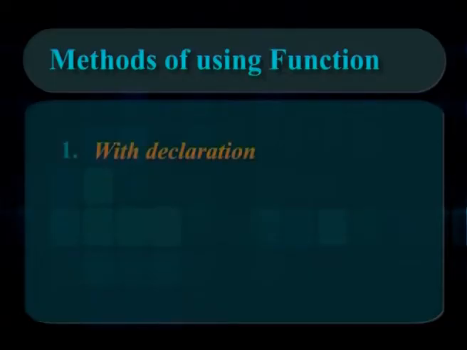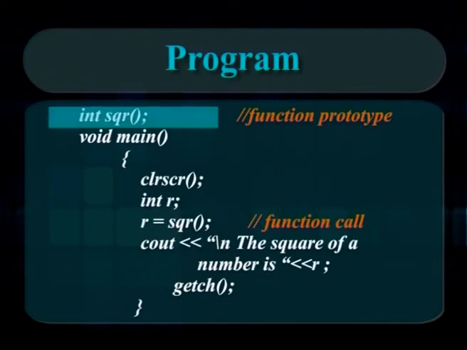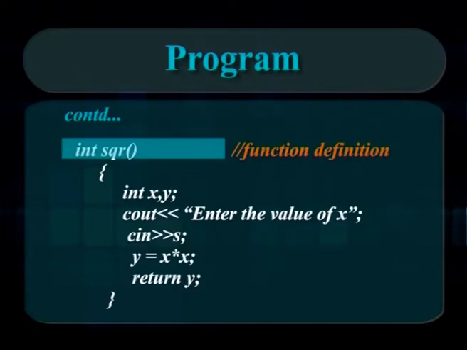Since there are two methods of using a function, that is with declaration or without declaration, let's discuss them in some more detail with an example. The first method is when we declare a function before it is called. Such a declaration helps the compiler to have knowledge about the functions that are going to be used in a program. Let's write a program to calculate the square of a number. You can see here that the function is declared before definition.